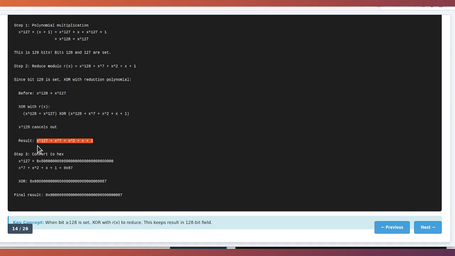Let me verify. X to the 127th is bit 127, which is 0x80...00. X to the 7th plus x squared plus x plus 1 is 0x87. XORing these gives 0x80...87. This is our final result after Galois field multiplication and reduction.